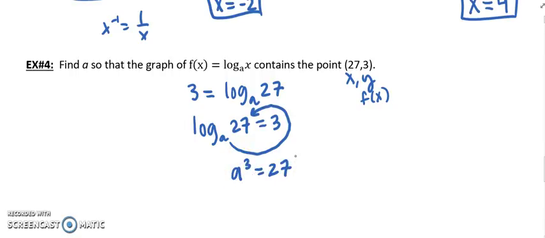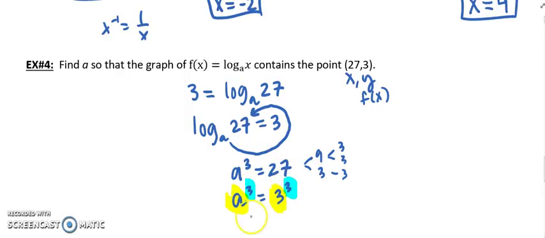I need these to match. I can break up 27: it's 9 and 3, and that's 3 and 3. So a to the third equals 3 to the third. Now if you look at it and match it up, a matches up with 3.